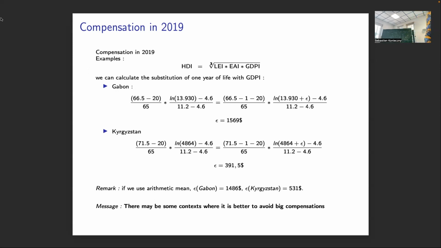And I'm not against indicators. I work with indicators. I think that they are good, especially when you want to give some messages. So the messenger, remember here, they wanted to say that there are some rich countries where you cannot live very well. But then why aggregate life expectancy with GNI?